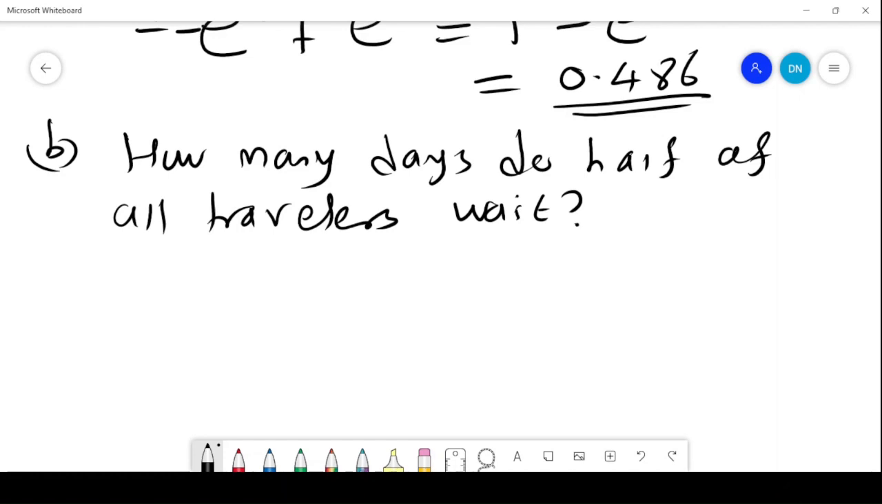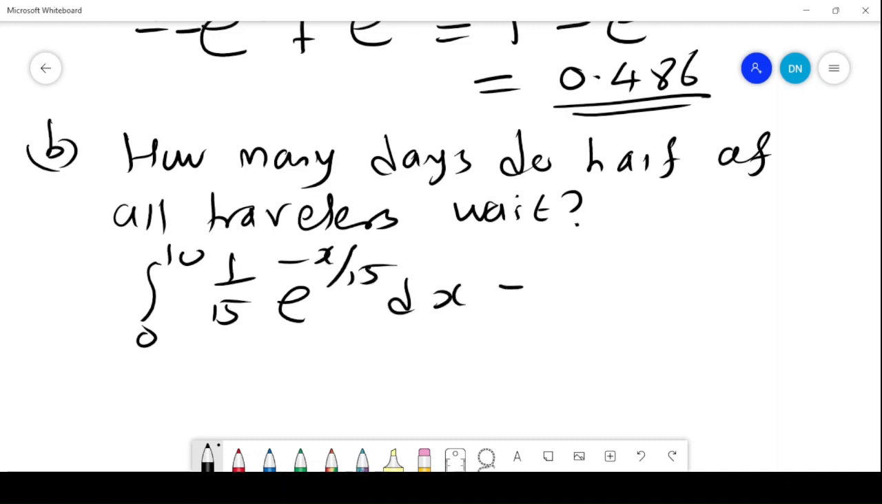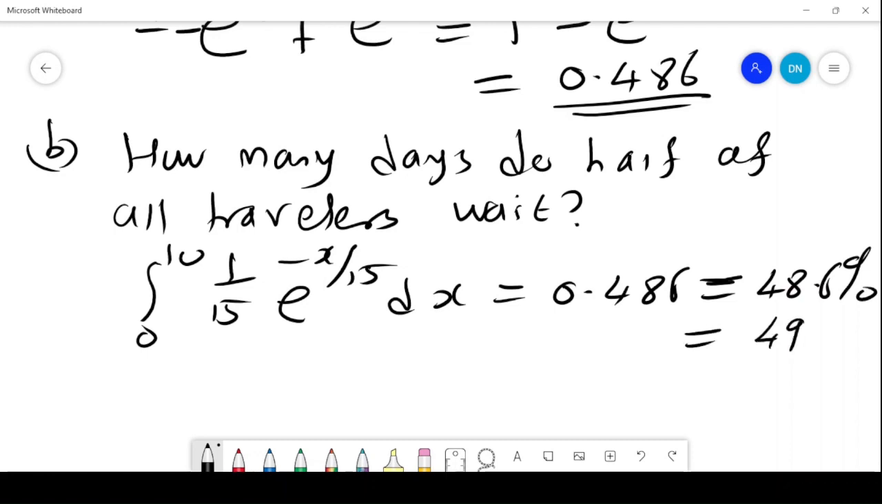Part B: how many days do half of the travelers wait? We have been told that the integral from 0 to 10 of 1 over 15 e raised to the power negative x over 15 dx is equal to 0.486, which is approximately 48.6%, or if you wish, you can say it is 49%. And this is about half of the time. So the travelers wait for an average of 10 days.